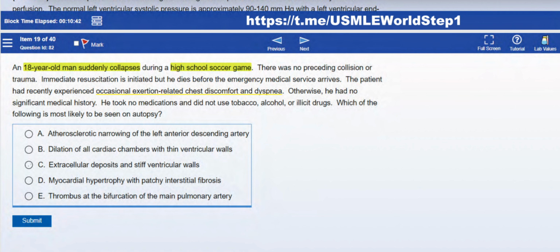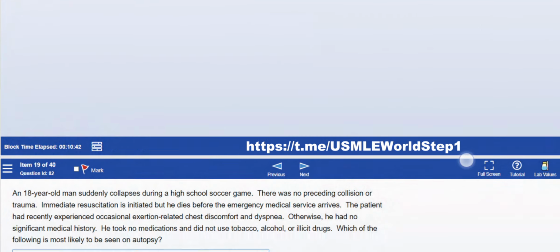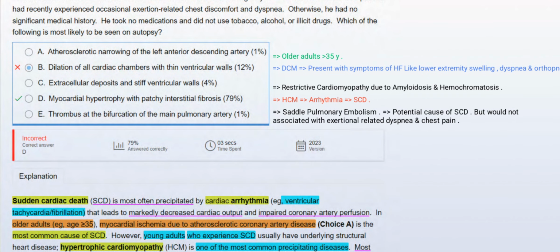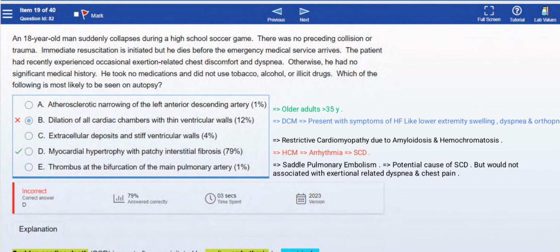Pause it and give the answer. So the correct answer for this question is D. Why? Let us see the explanation. Because myocardial hypertrophy with patchy interstitial fibrosis is seen with hypertrophic cardiomyopathy, which would lead to arrhythmia, which would lead to sudden cardiac death.